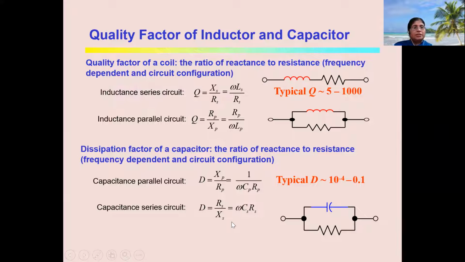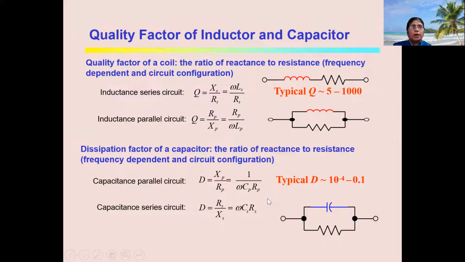Since the capacitor and the resistance are in series, here the S is taken as subscript. So this is equal to Rs upon Xs. The value of X is 1 upon omega C, and if I'm writing for the Xs, the value of Xs is equal to 1 upon omega Cs. So I'm substituting the value of Xs here, and it becomes the dissipation factor of the capacitance series circuit is equal to omega Cs Rs.